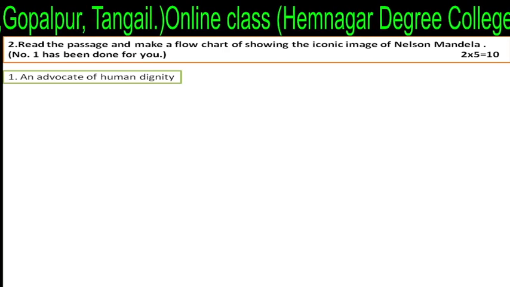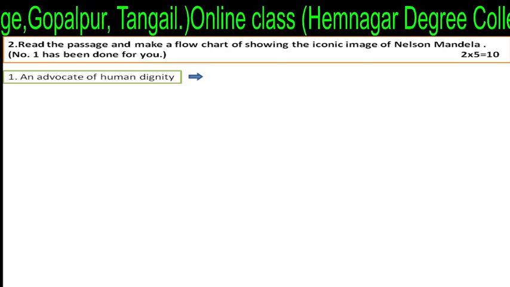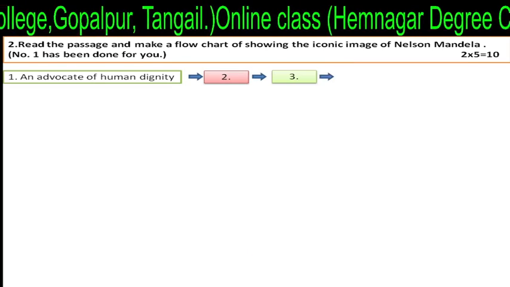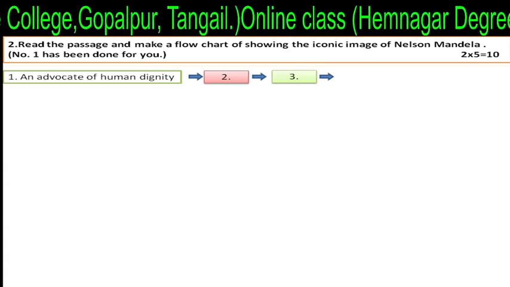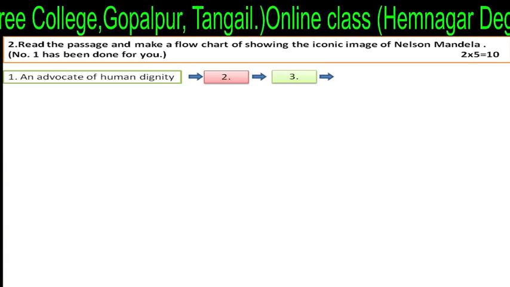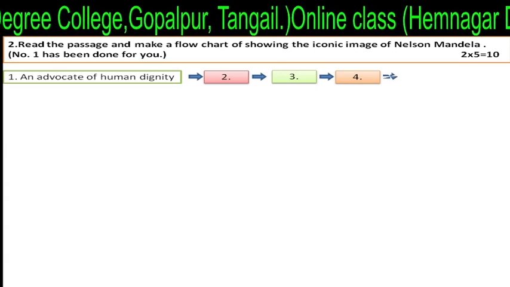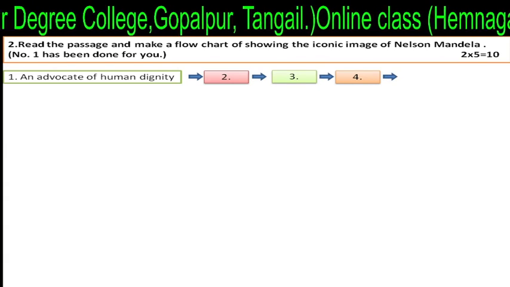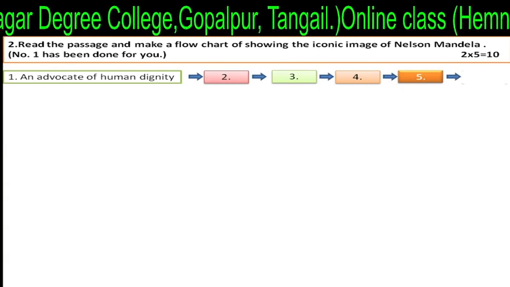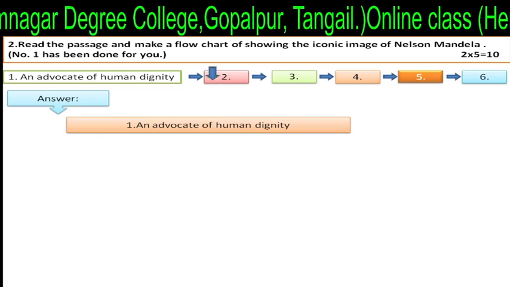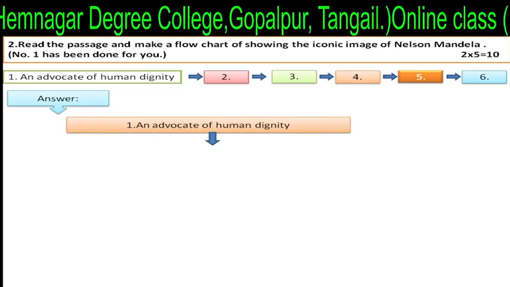Number 1, an advocate of human dignity. So here you can see the structure used: article plus noun plus extension. So you have to complete the next part of the flowchart using this structure. So let's see the answer. An advocate of human dignity.